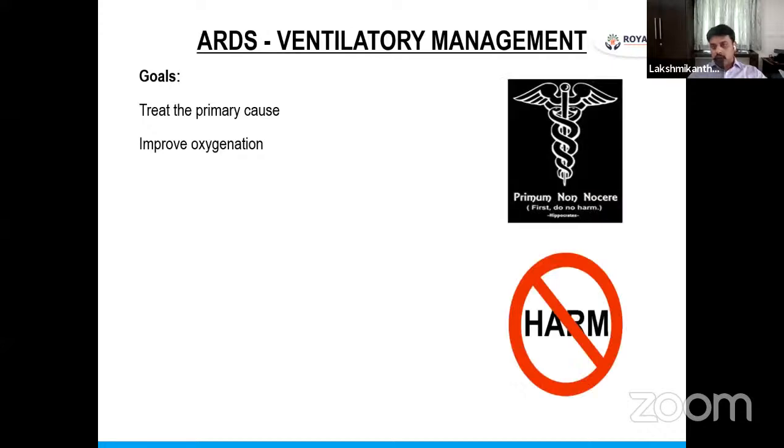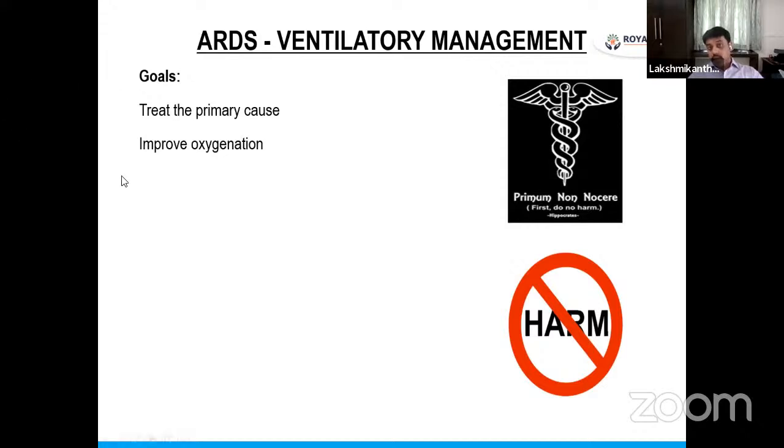But in the process, as we all know in the medical fraternity, the first thing that we learn is primum non nocere, or we do not harm a patient. Even though you don't do something good for the patient, always try to not harm the patient. So whatever management or drug or treatment you use, there are some side effects. If the side effects are more, please do not use it.